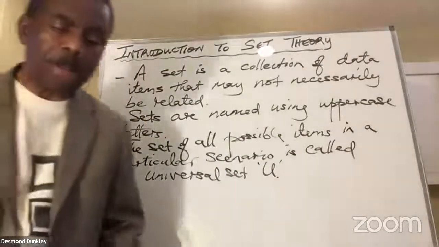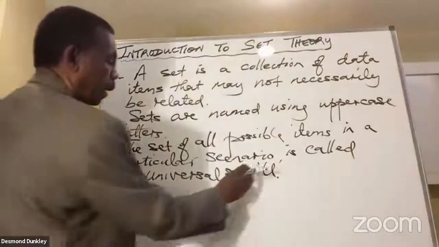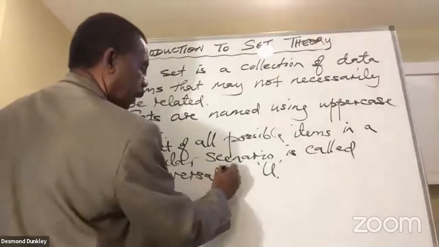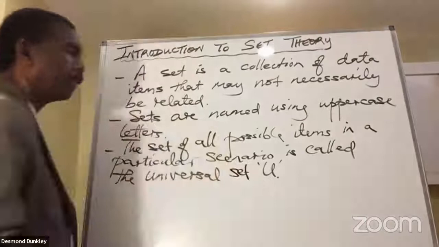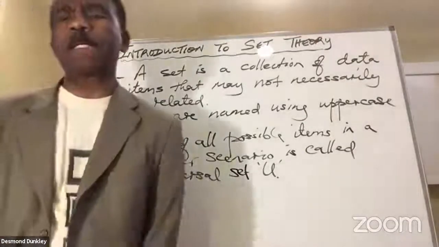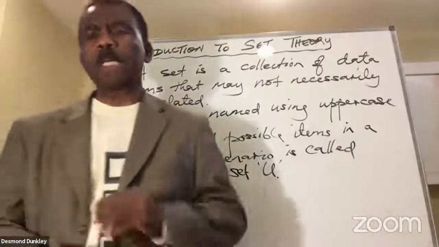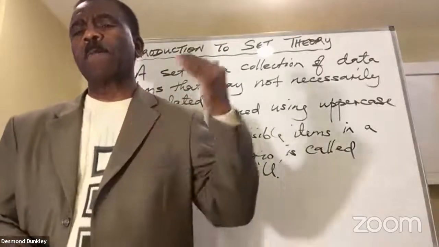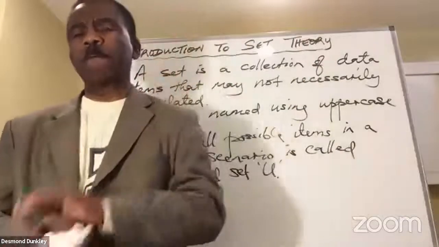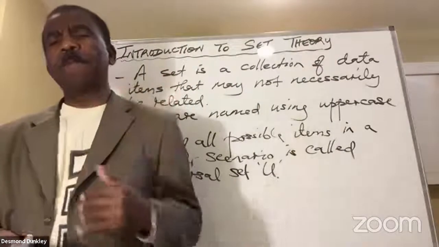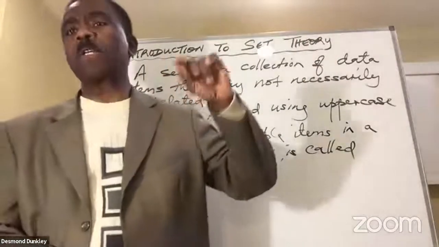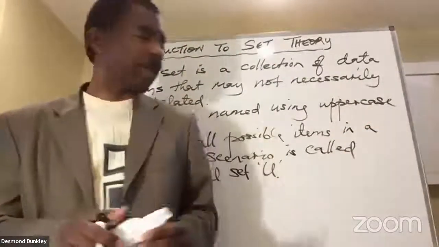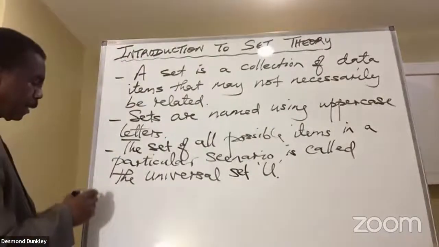So the set of all possible items that can be considered in a specific situation or specific application is called the universal set. So suppose we're playing with numbers and I say, okay, let the universal set be all numbers from 1 to 25 inclusive. And then from there, I start to list some other sets related to the universal set.